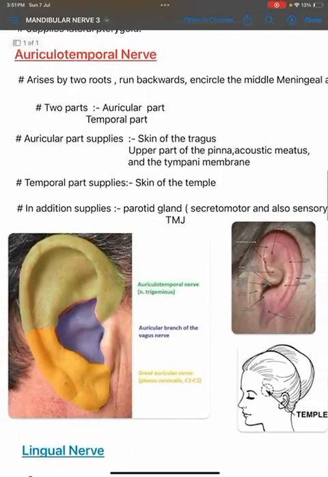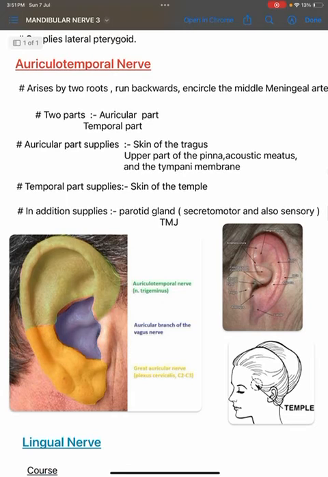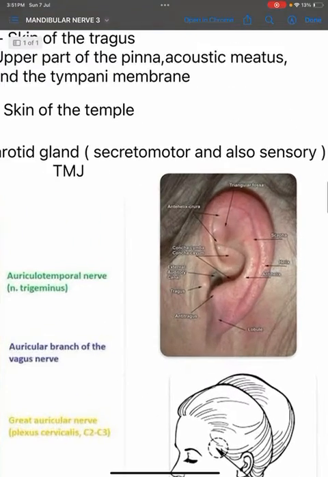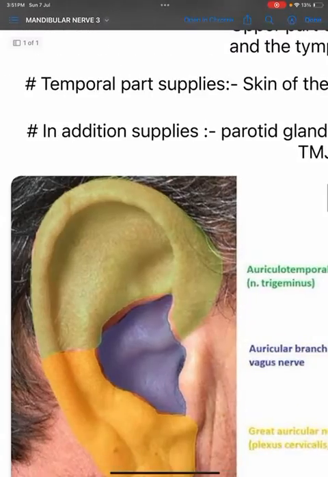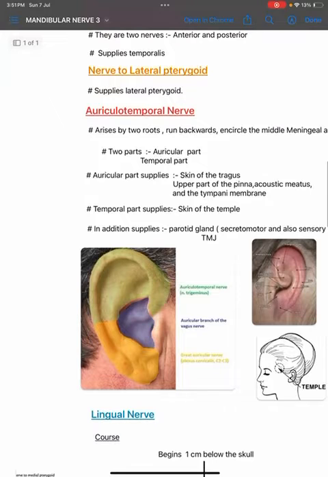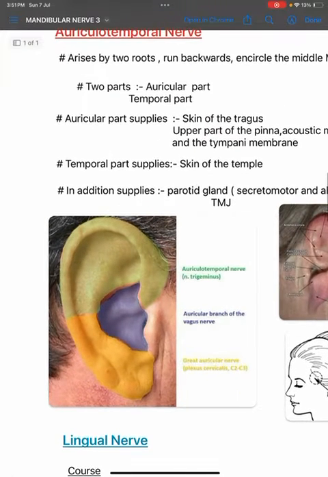And as the name indicates of this nerve, it has two parts, auricular part and temporal part. The auricular part supplies the skin of the tragus, upper part of the pinna, acoustic meatus, and tympanic membrane. In this figure we can see the tragus, upper part of the pinna, acoustic meatus, and tympanic membrane. And the lower part of the pinna and middle ear are supplied by other nerves.